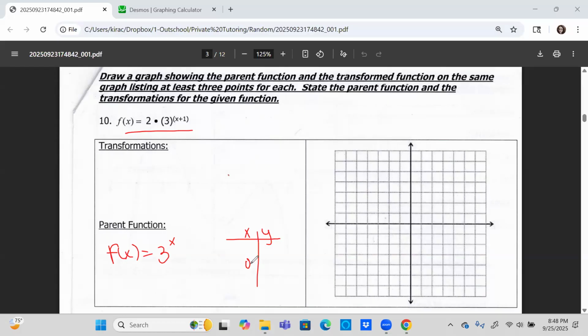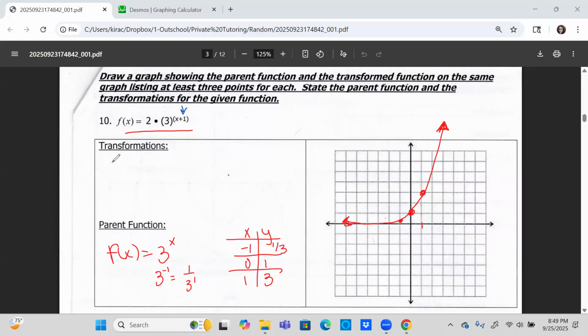If you plug in 0, anything to the 0 is 1. If you plug in 1, 3 to the first is 3. I would plug in 2, but 3 squared is 9, and that would be off the graph. So I'm going to do -1. 3 to the -1 is 1 over 3 to the first, which is a third. So -1, up a third. Okay, so there's the original function, kind of your standard exponential function. That's the parent.